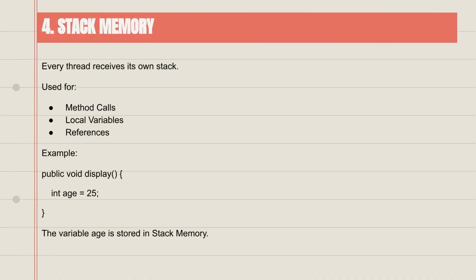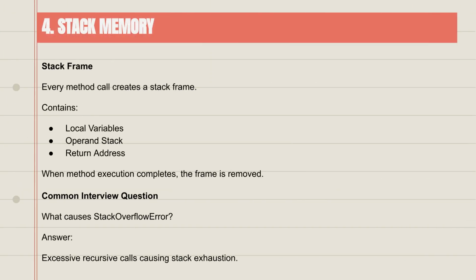It is used for method calls, local variables, and object references. If you declare a local primitive variable within a method, that variable is stored directly on the stack. Every method call creates a stack frame containing local variables, the operand stack, and the return address. Once a method completes, its frame is removed. Excessive recursion can lead to a stack overflow error due to stack exhaustion.